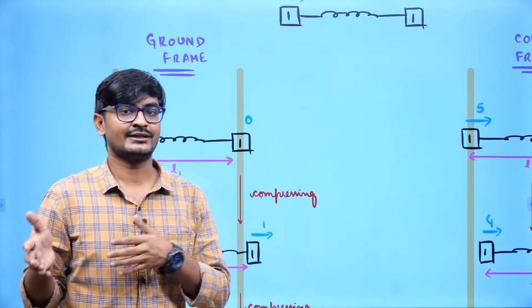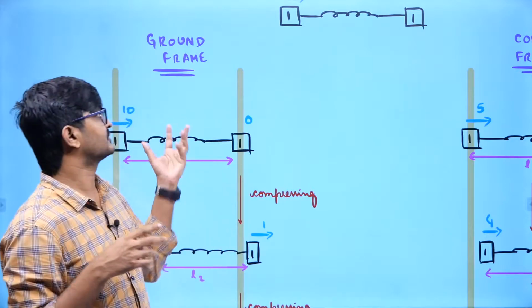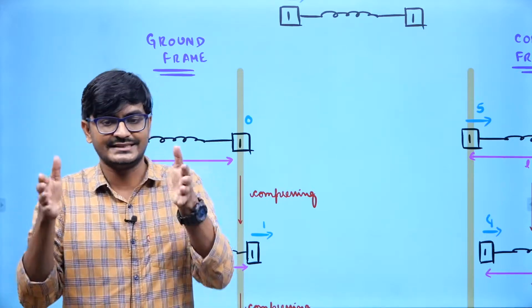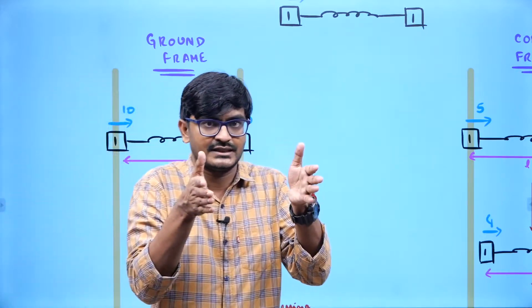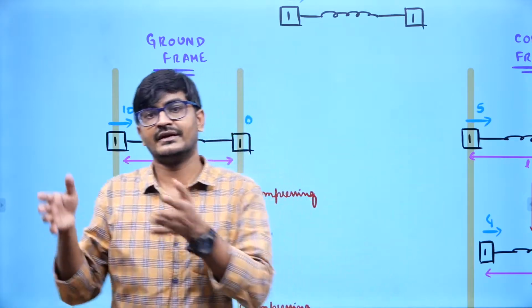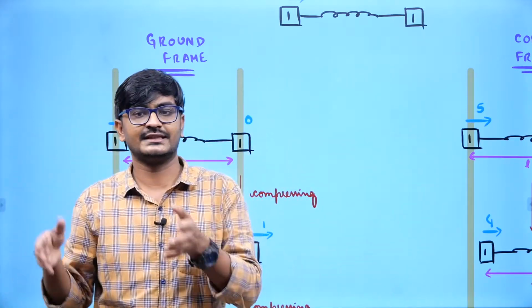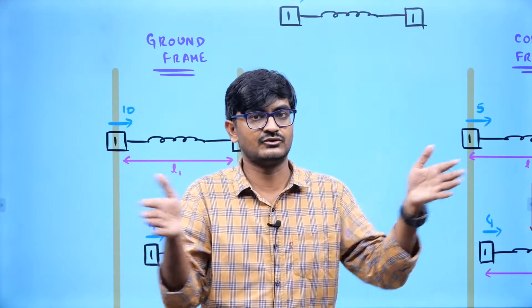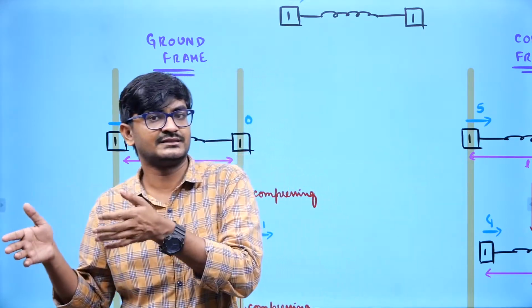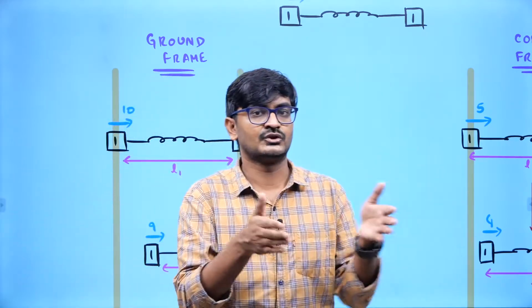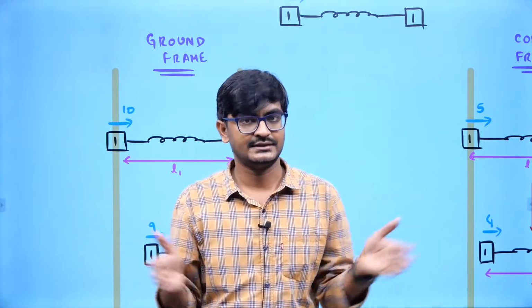In the ground frame, if you want to observe, you break it into parts. You can see it as motion of center of mass and motion about center of mass. Motion of center of mass is going to be constant velocity. Motion about center of mass is going to be SHM.